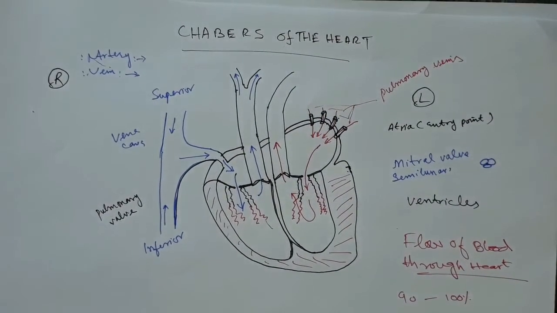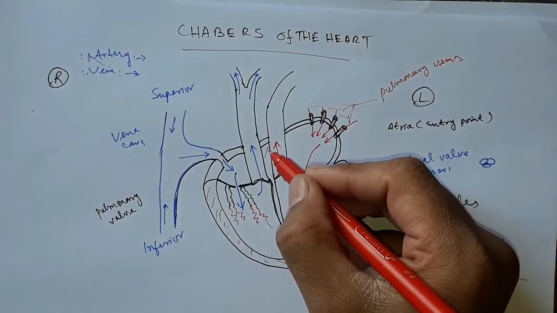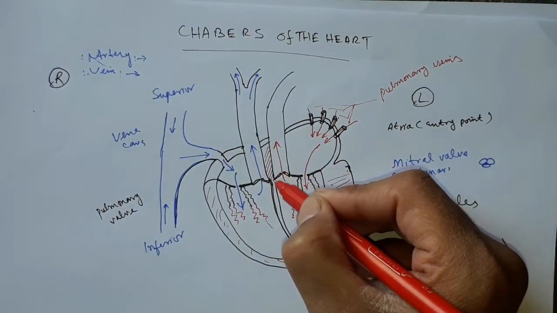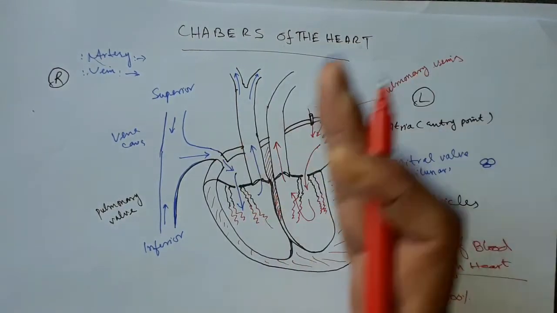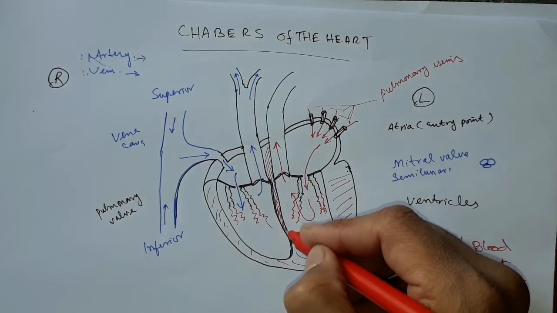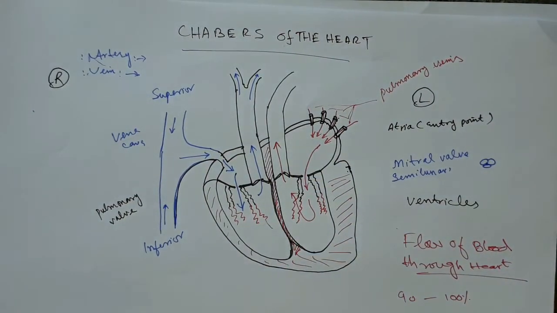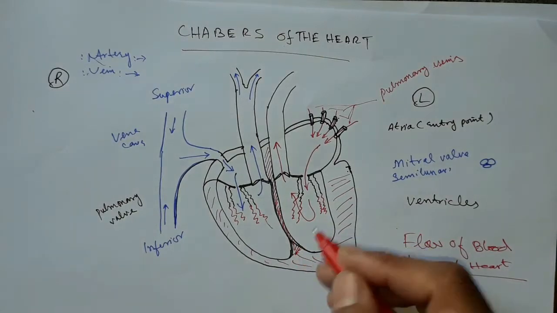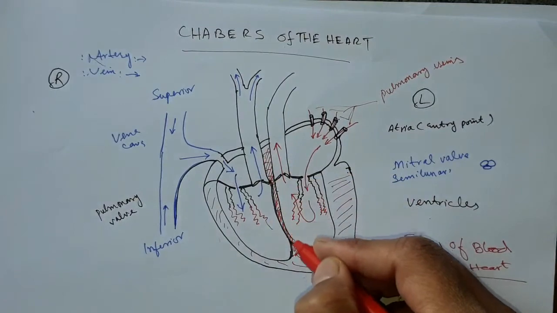Now we have discussed the different layers of the heart, but we have left one thing, that is the layer which separates the four chambers, the two sides, that is the right side and the left side of the heart. This layer is called the septum, the cardiac septum, and it separates the right side of the heart from the left side of the heart. This is the cardiac septum.